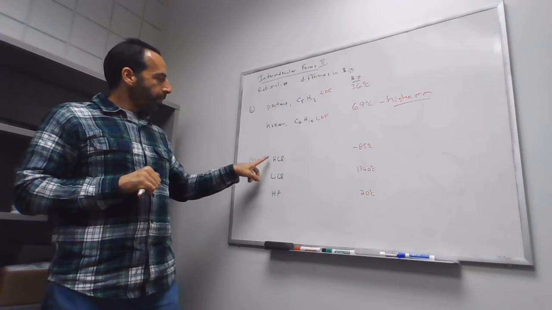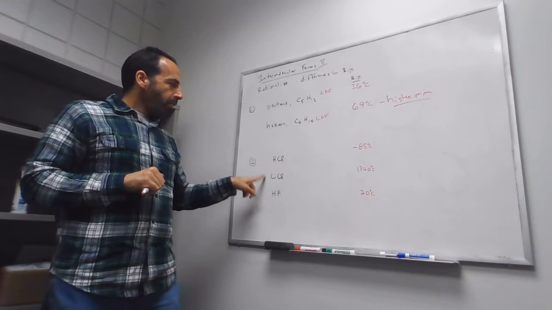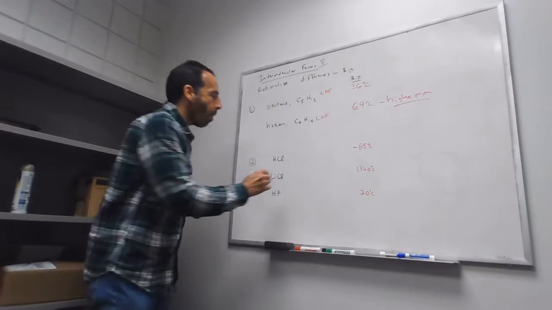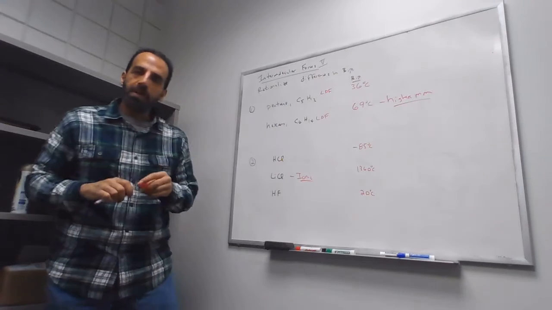Let's take a look at this one. HCl, lithium chloride, HF. The reason lithium chloride has the highest, by far, is that it's an ionic compound. They always have the highest. Those ionic forces are the strongest. So that's the reason for that one.